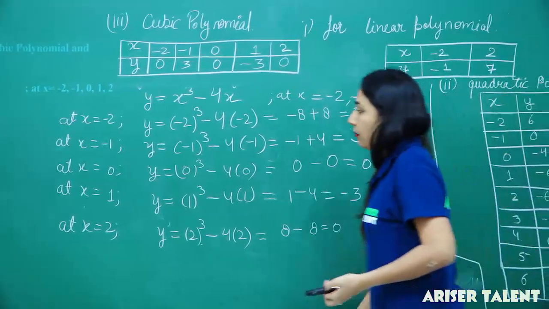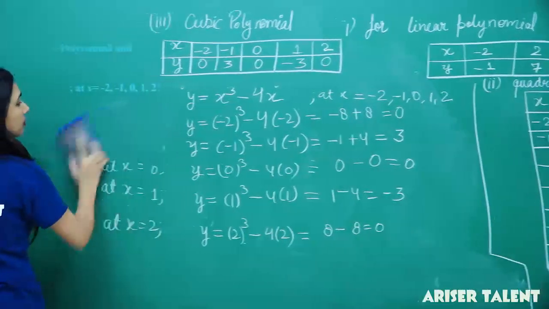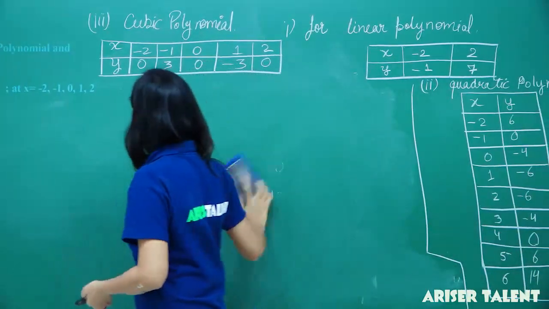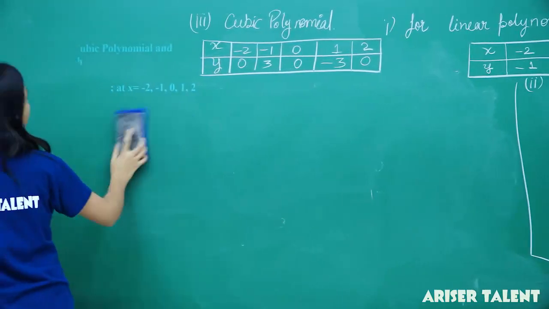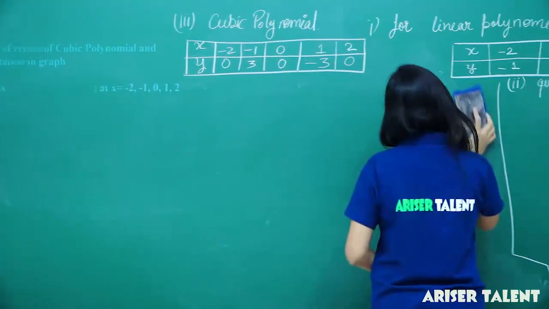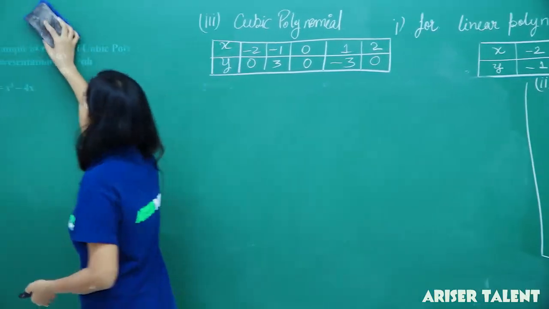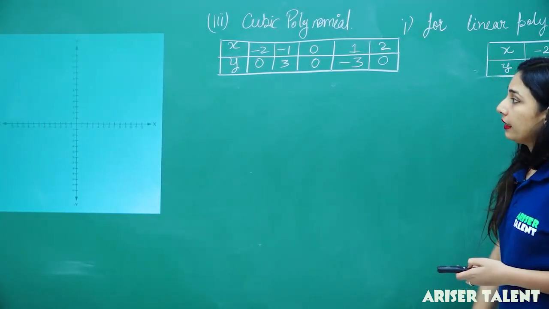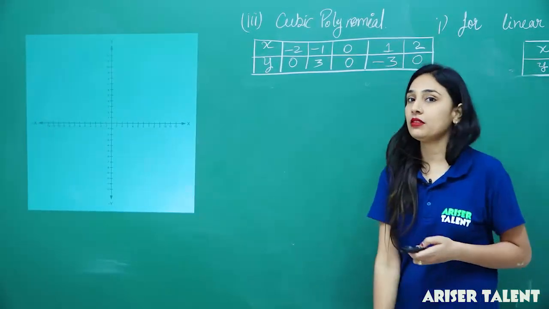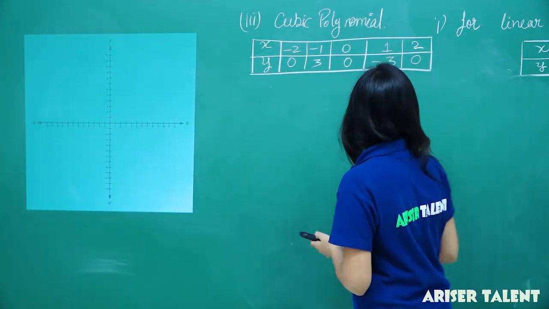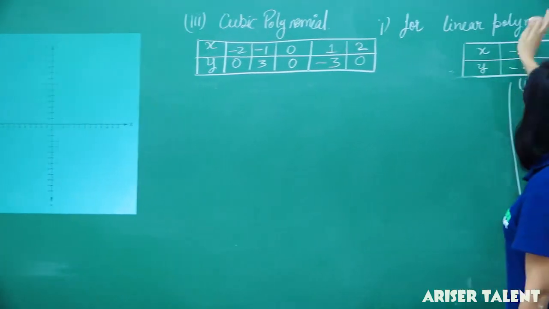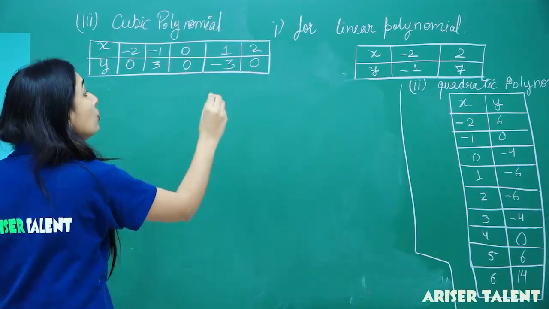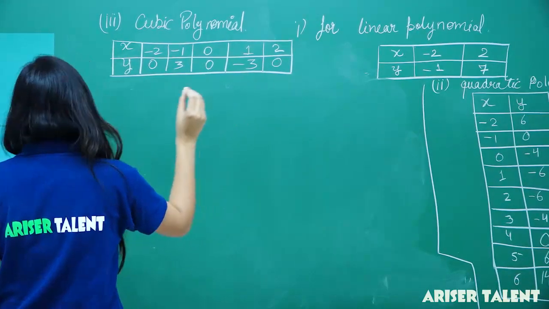Okay. So I'm rubbing this part now. So we had done all these parts. Now it's time to plot these particular values on the graph. So how will I do this? Our graph paper is here, right? So we're having first the linear polynomial, values of x and y. X equals minus 2.